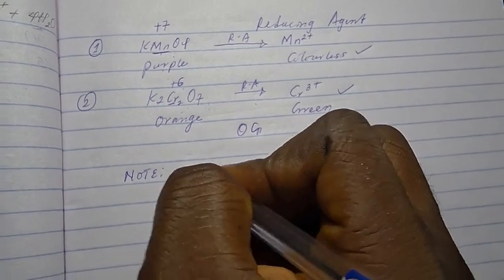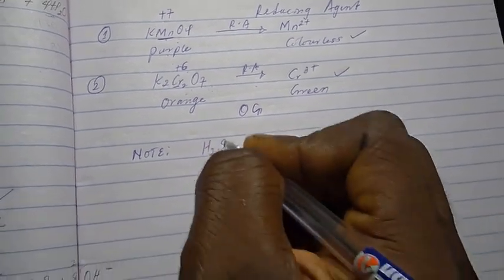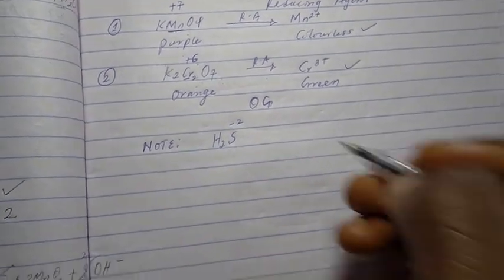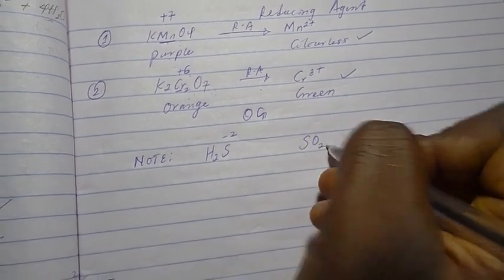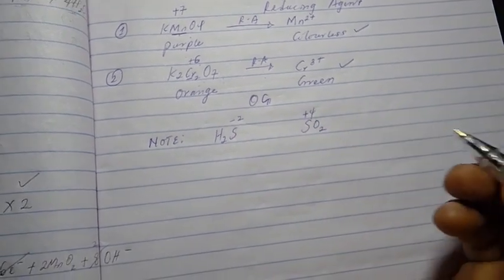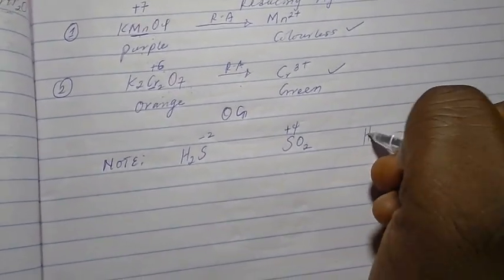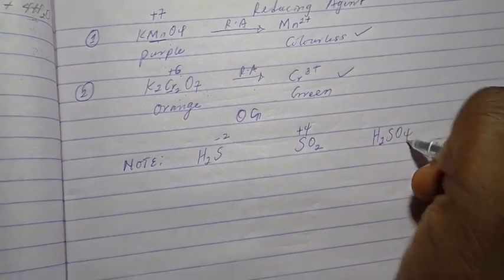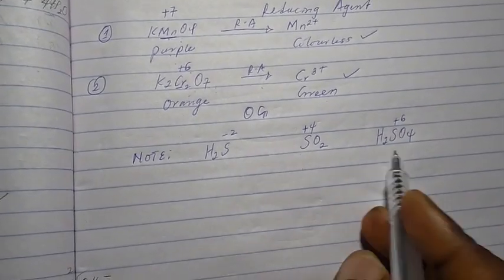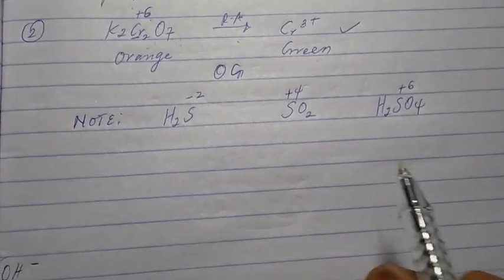Now, let's say I have H2S. The oxidation state of sulfur here is -2. You can do the calculation. Let's say I have SO2. The oxidation state of sulfur here is +4. I don't know if you believe that. In H2SO4, you can calculate it. The oxidation state of sulfur is +6. So sulfur can have different oxidation states depending on the compounds.